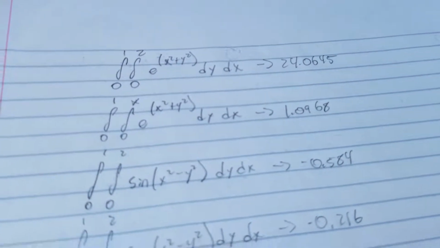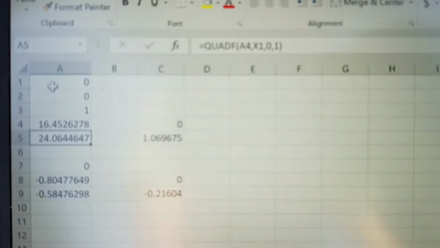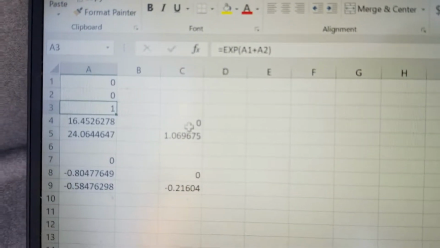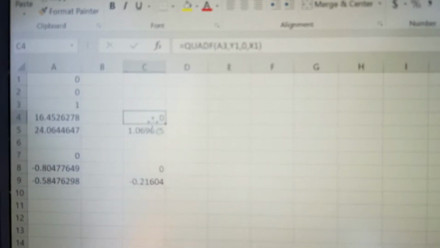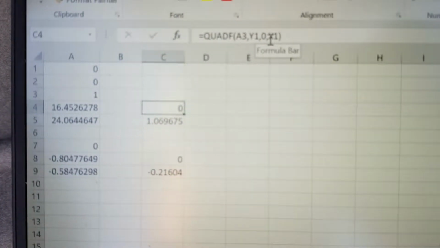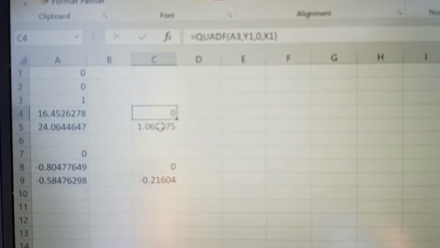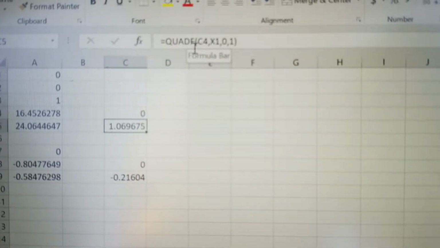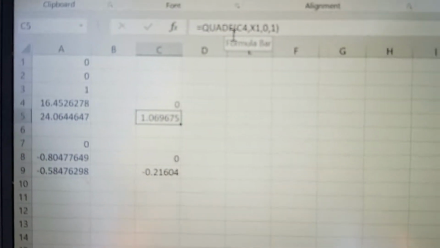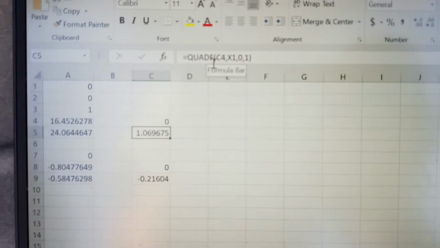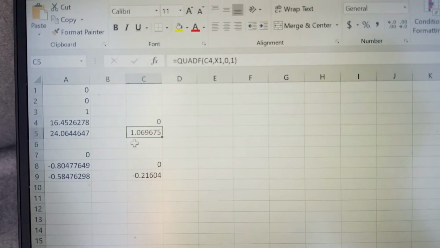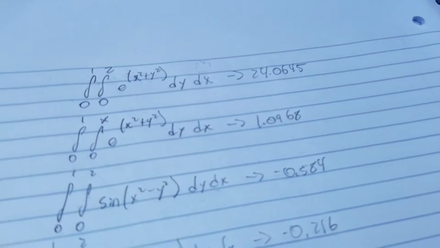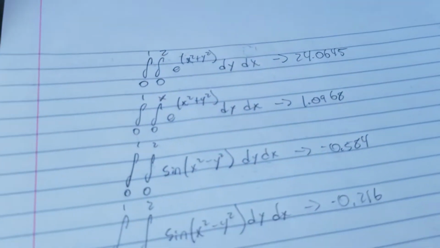For the second one, it's basically the same thing, so I just reused A1, A2, and even A3 because it was the same equation as the first one, except the bounds were 0 to x in terms of y, so I did that. For the second integral, the bounds were still 0 to 1. Sorry if it's not focusing. I got 1.069, and it was a little bit off. I'm not too sure why, but it's close enough, I believe.